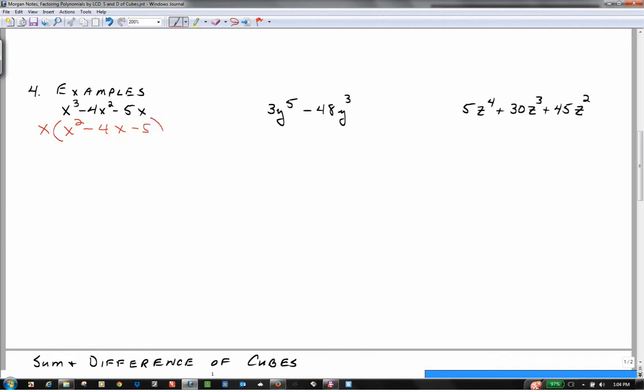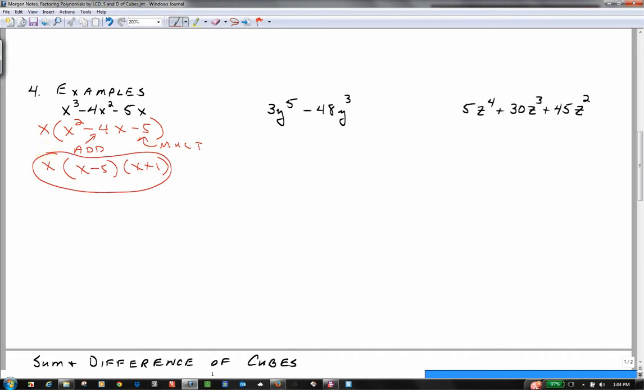minus 5. Now then, I still have a quadratic left. Maybe I could factor it, and sure enough, this is the basic factoring where I have two numbers that add to negative 4 and multiply to negative 5. The x still has to be pulled down. It has to stay with me because there's no equal to sign. This would be x minus 5 and x plus 1. So there I'm done. That's my factoring.